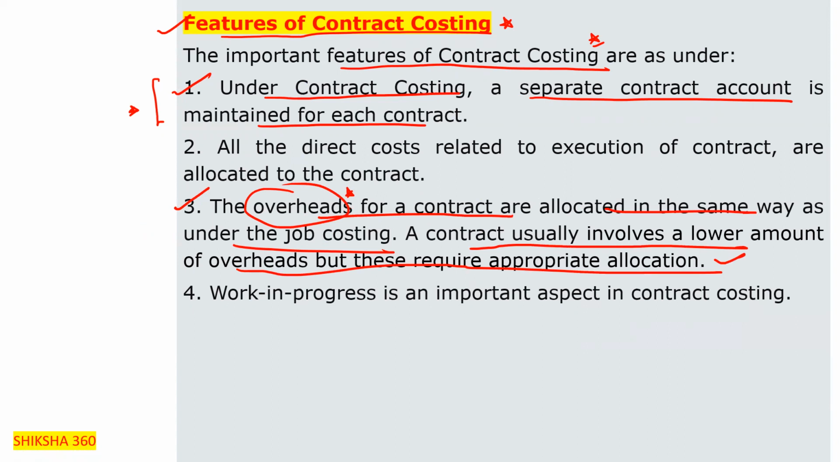Next one is work in progress. It is an important aspect in contract costing. Why is it important? Work in progress, because it takes a longer time to complete the job, regular payment is to be made under that. Like up to this much work, this much payment is to be made. In this way they have to specify all the details.